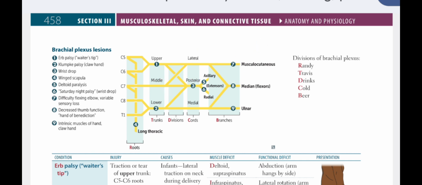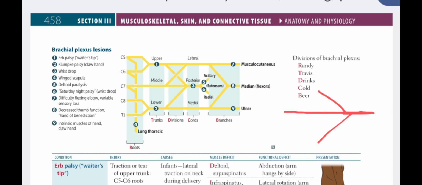Then we have the posterior cord. The posterior cord is a combination of all three types of trunks. One branch will be coming from the upper trunk, the middle trunk will continue as it is, and one branch will be coming from the lower trunk. So this combination, that is C7 going as it is, the upper trunk, that is C5 and C6, and the lower trunk, that is C8 and T1, forms a common branch known as the posterior cord.